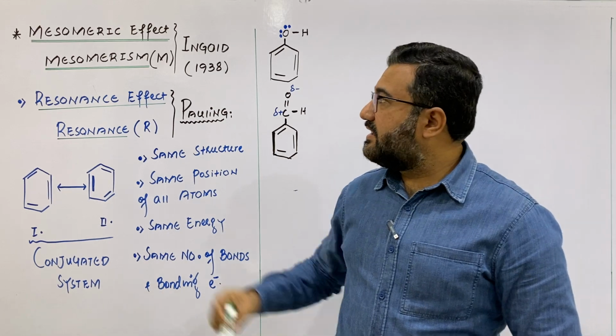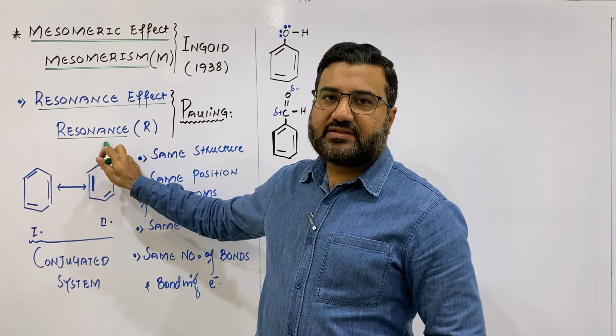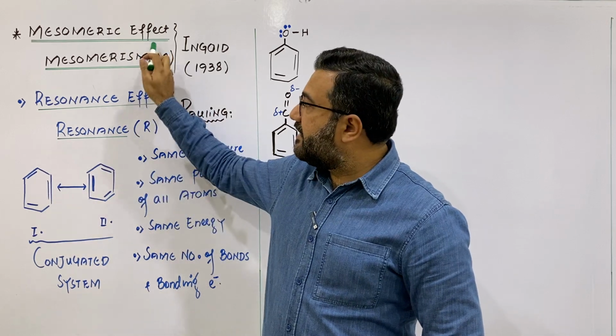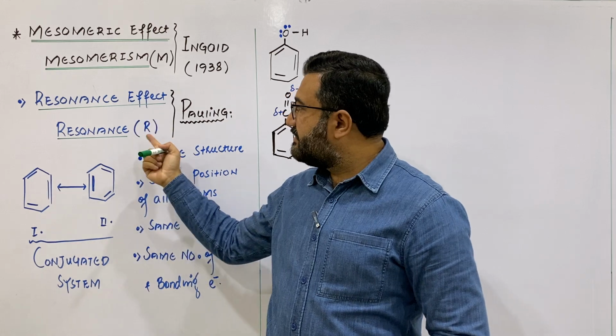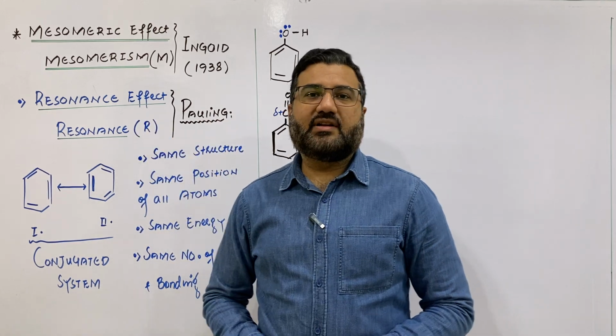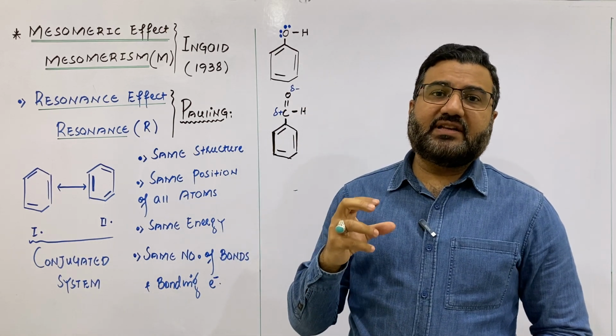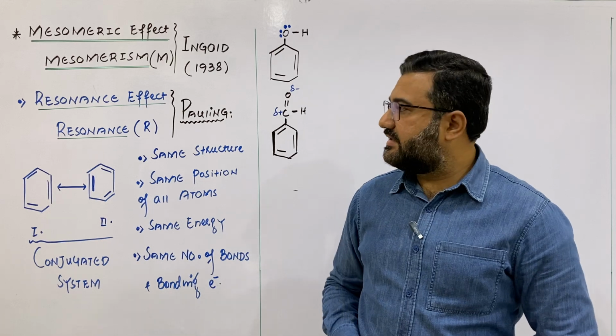My dear students, mesomerism is sometimes also called resonance, and the mesomeric effect is sometimes called the resonance effect. And this concept of resonance was introduced by Pauling, and it is shown with the capital R. But there is a difference between these two concepts. What is the difference? We are going to discuss in this lecture.